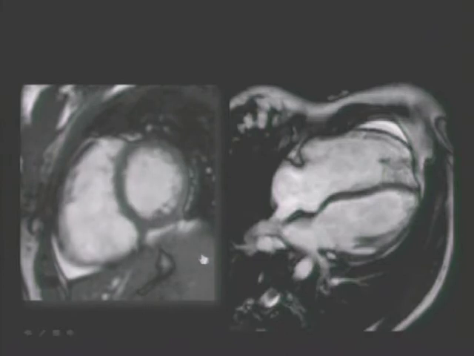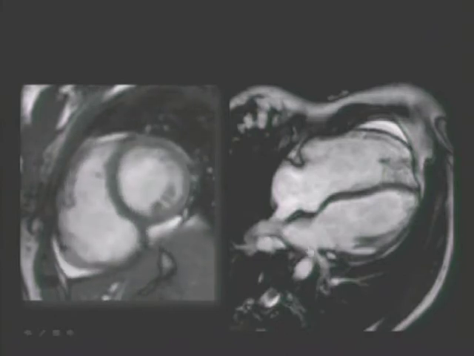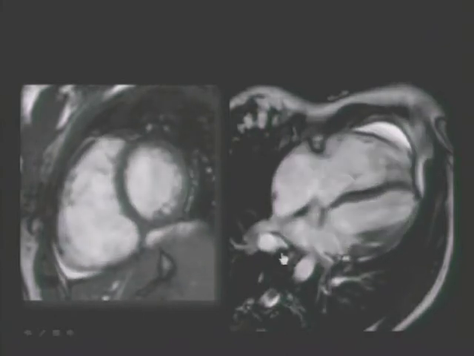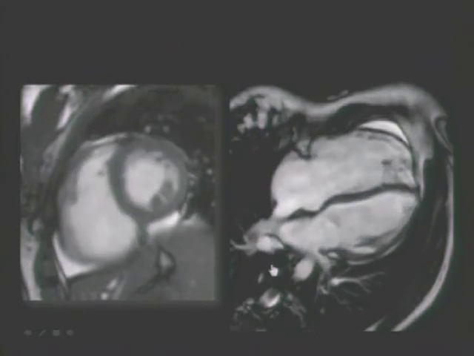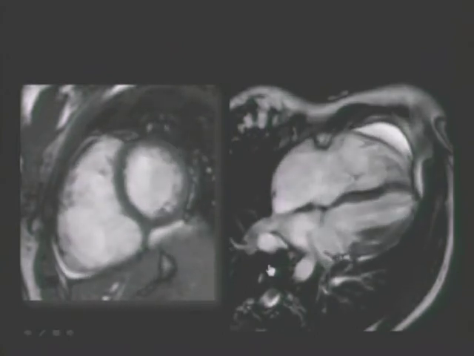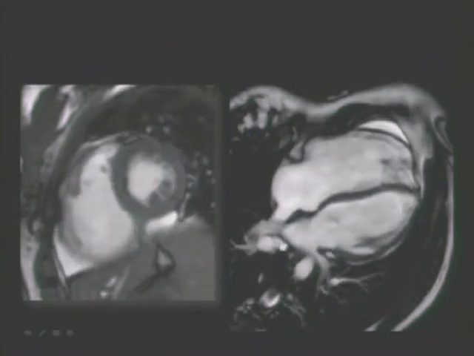But what we did find was that the 4-chamber images were very, very useful. Now, if you recollect, when I talked about the 4-chamber images, I said they are best suited for assessing the mitral and the tricuspid valves.